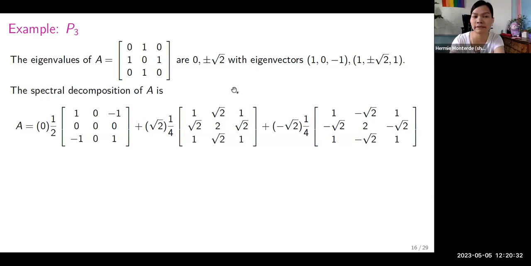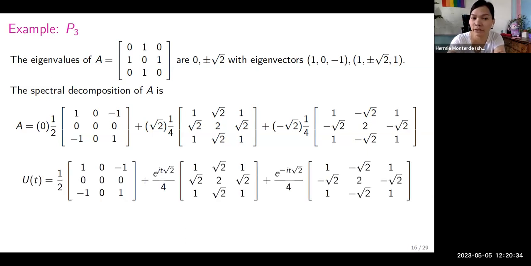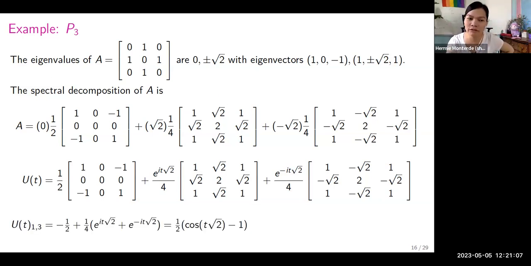And then what happens now? If we take the exponential of itA, the E_js are the same, right? So this matrix is the same, this matrix is the same, this matrix is the same. What really happens is that you just exponentiate the eigenvalues. But since this is 0, the exponential of it times 0 is just 1. That's why it's just a 1 here. Here, this would be the exponential of it√2 and the exponential of -it√2.